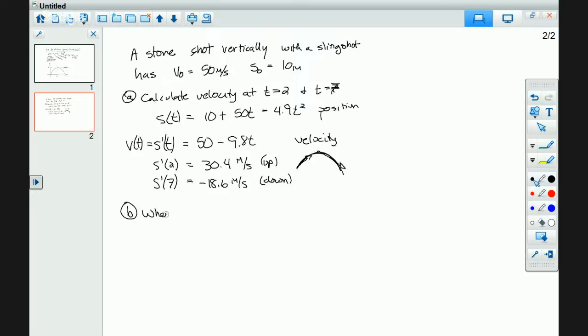When does the stone reach maximum height? But how do you know that? Because I punched it in the calculator. Explain it a little bit better than that.